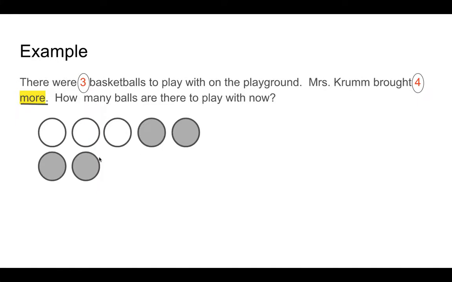And now I can see that there are 7 balls altogether because there's 3 first and 4 more that are colored in. I drew 4 more because it said the word more. I know I'm adding to that.